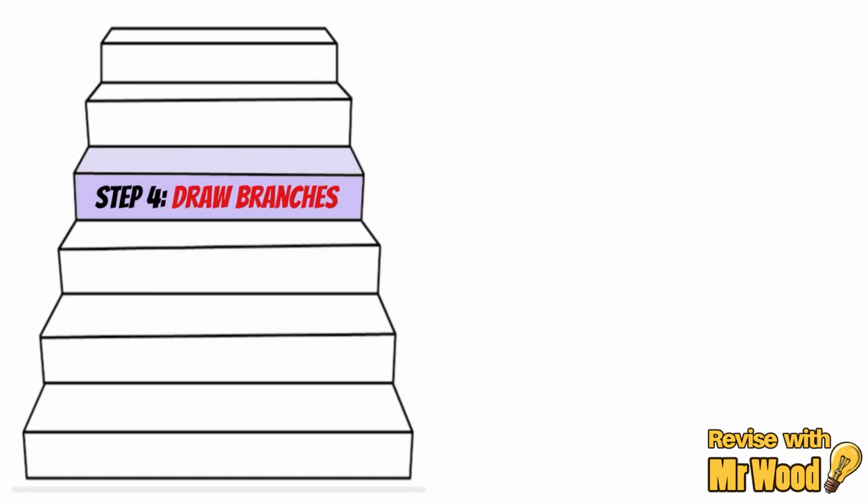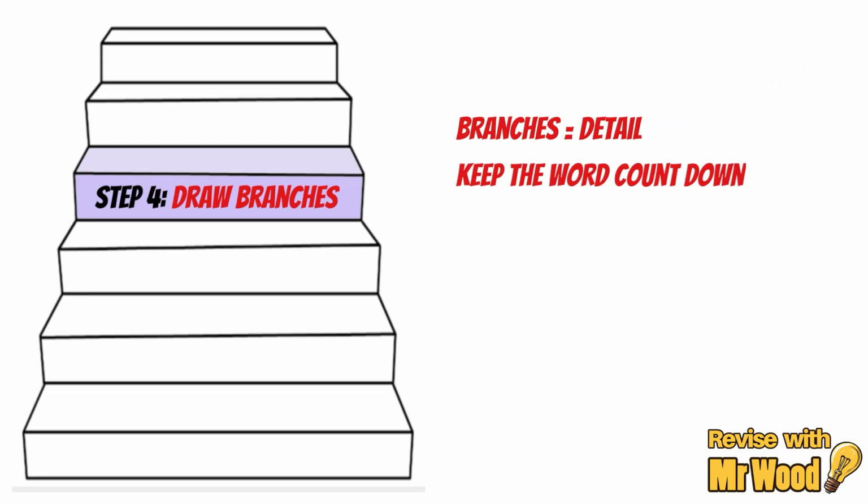Step 4. Create branches to show detailed information. As you add information to branches, try to keep the word count down. Each line leads to a point, and you can describe the journey by labelling the branch. A word or 2 on each line is great.